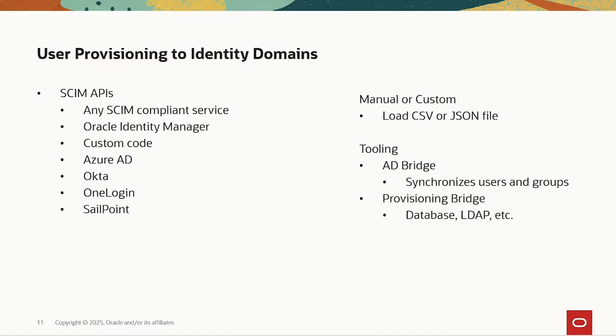What if you don't have that? You can do a manual or a custom load. You can use the CSV template file. You can add your users and groups to that file and then just go ahead and upload that to OCI IAM. The tools we already discussed. We discussed AD Bridge and we discussed provisioning bridge.